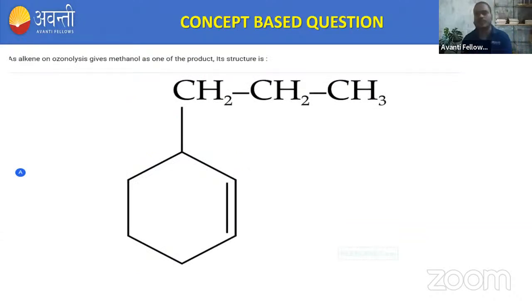Now, this is also going to be a very, very interesting question. That is, an alkene on ozonolysis gives methanal, not methanol, beta. This is methanal. So methanal as one of the products, its structure is. So what is the basis of ozonolysis? We all know this. In ozonolysis, basically what is happening? For example, if the ozonolysis of this alkene takes place, then what is the basic criterion behind ozonolysis?